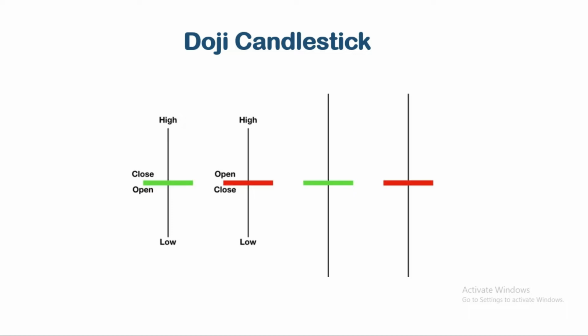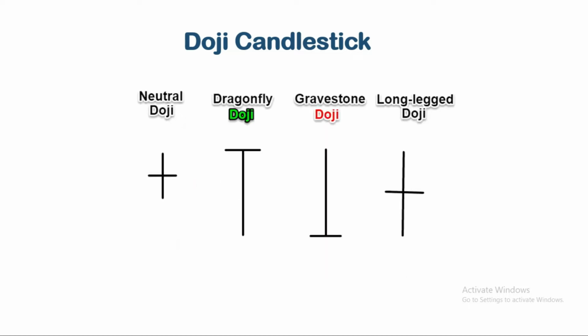But there are variants of this doji candle too. First is the neutral doji, where open and close are at the same price. Then the dragonfly doji, which we can consider a bullish sign. Then the gravestone doji, and the long leg doji.